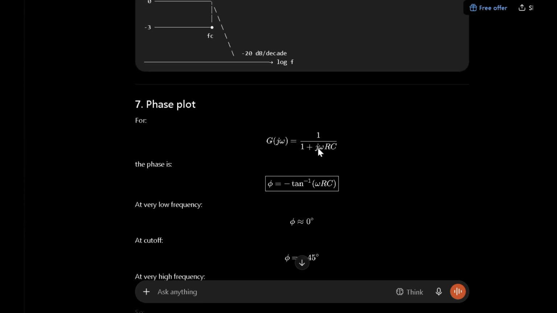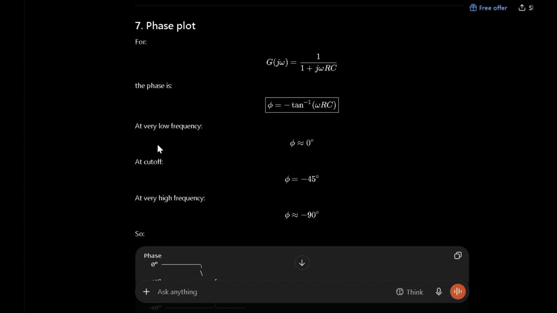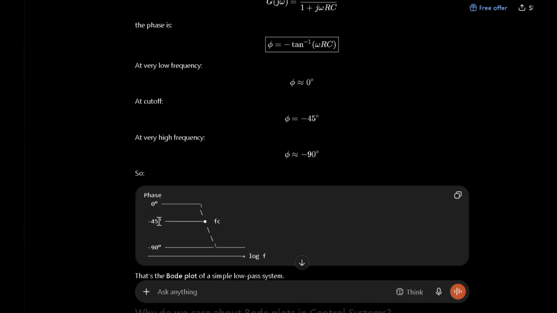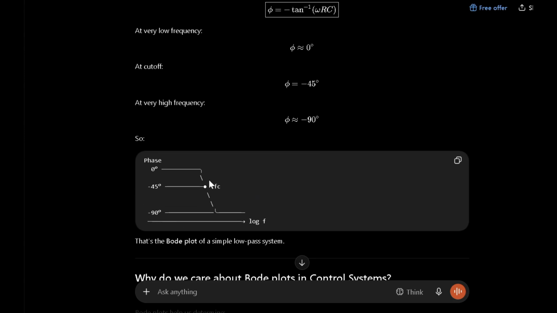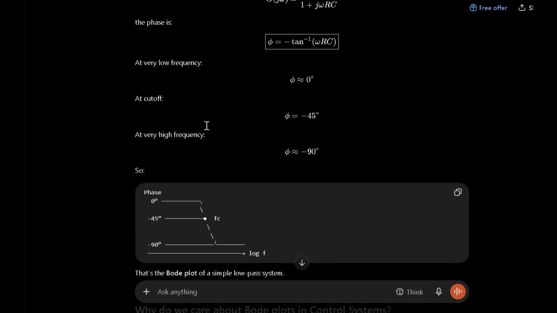Now the phase plot. G of j omega equals 1 by 1 plus j omega RC. The phase is phi equals minus tan inverse of omega RC. At very low frequency, phi is 0 degrees. At the cutoff frequency, phi is minus 45 degrees. At very high frequency, phi is minus 90 degrees. So the phase goes from 0 to minus 45 to minus 90 against log f. That's the Bode plot of a simple low pass system. This is the magnitude plot, this is the phase plot, and together this is a Bode plot.